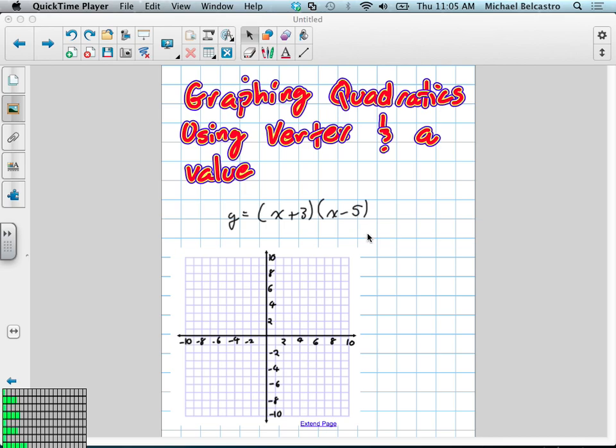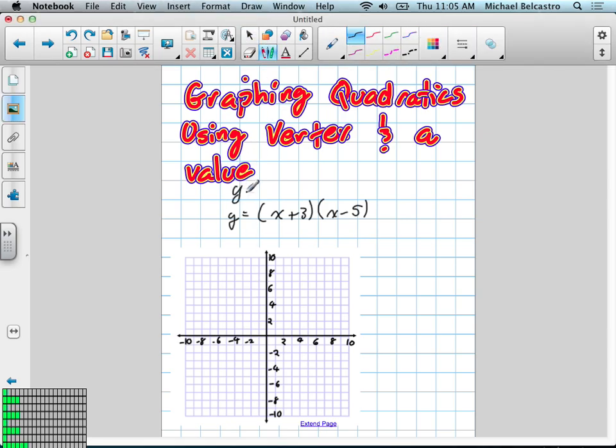We're going to graph quadratics using vertex and a value. Okay. Quickly, I'm going to show you what I mean by a value with just some letters. When we're talking about a value, x, subtract. The a value is the term in front of these two brackets in this form. This is considered factored form, okay?